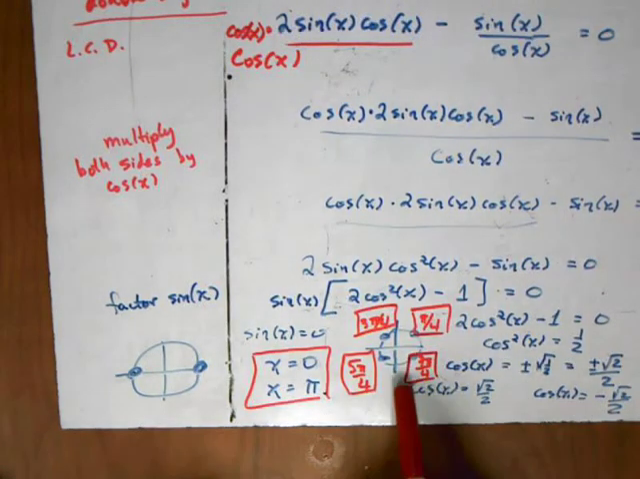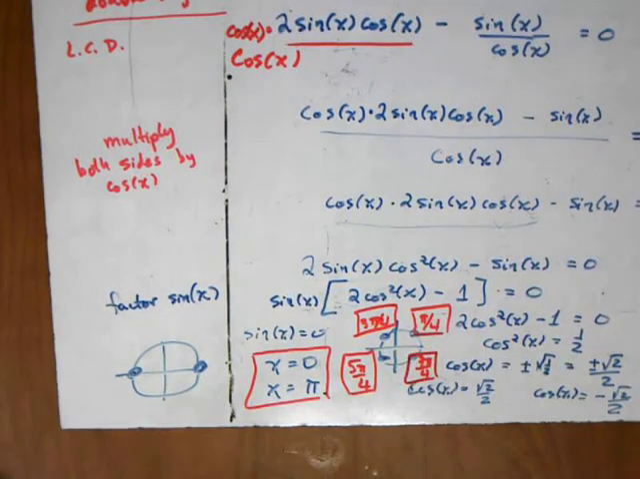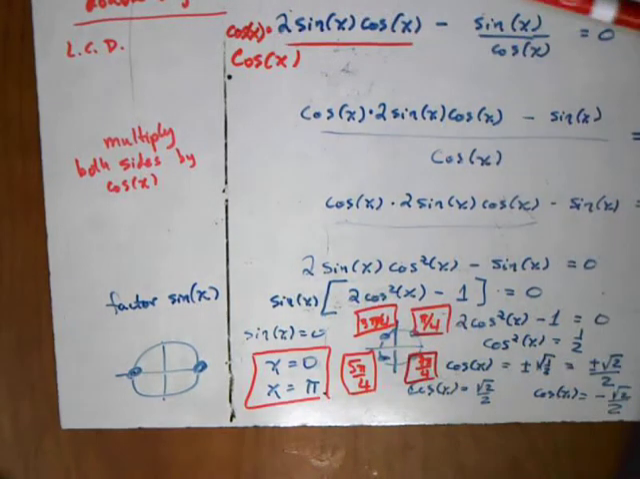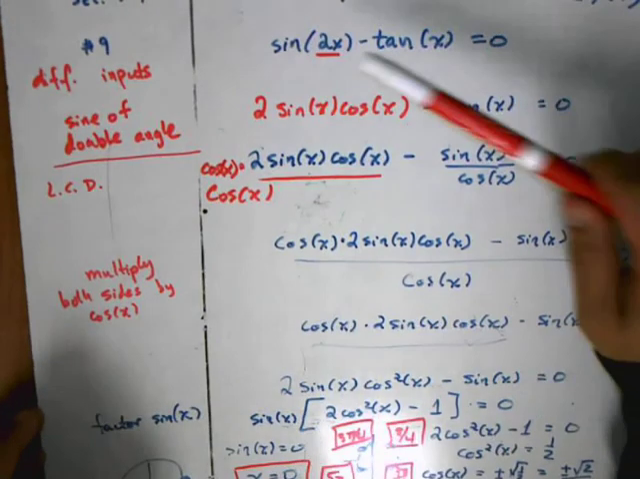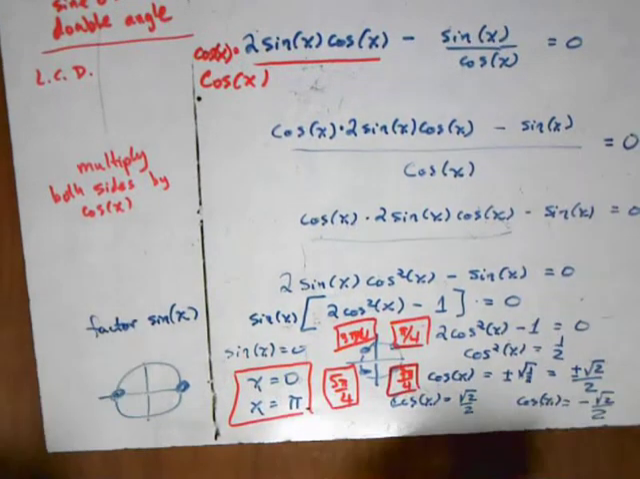I apologize for having to squeeze this in, but I sort of ran out of room here. That's the final answer to this problem. It's a fairly challenging problem, but you can see that there's a logical progression from beginning to end. The key part is really what happens at the beginning, which is being able to use the double angle identity for sine of 2x.